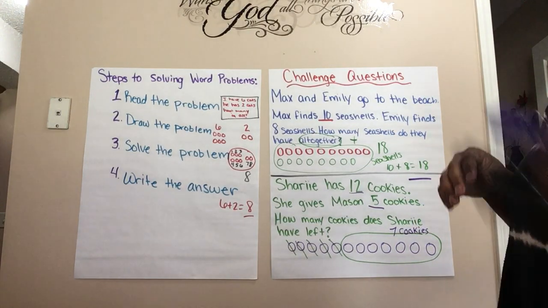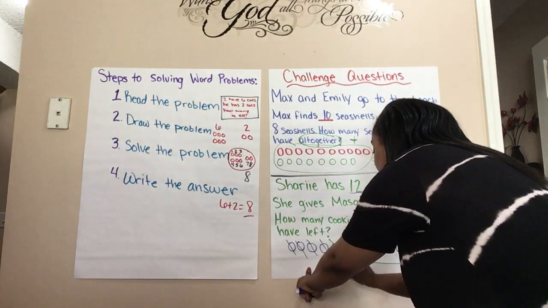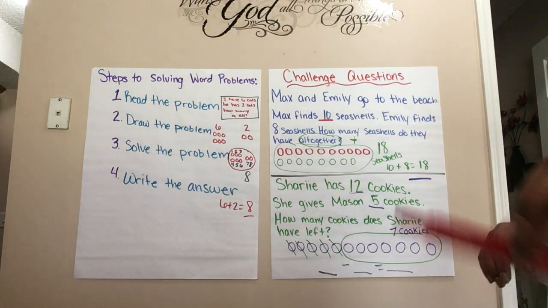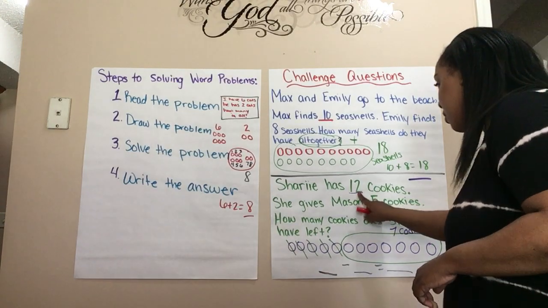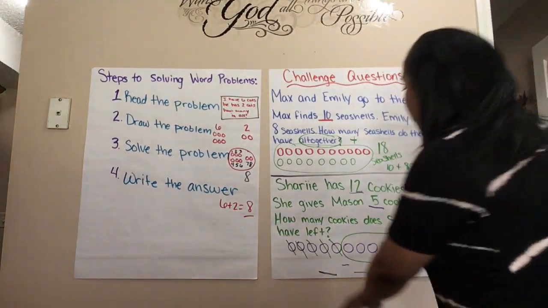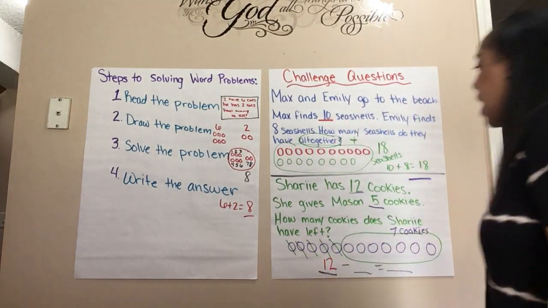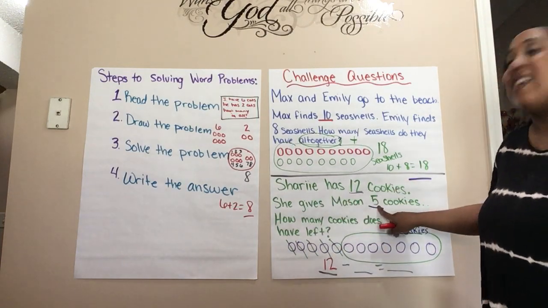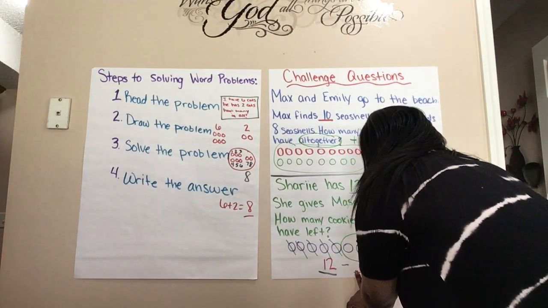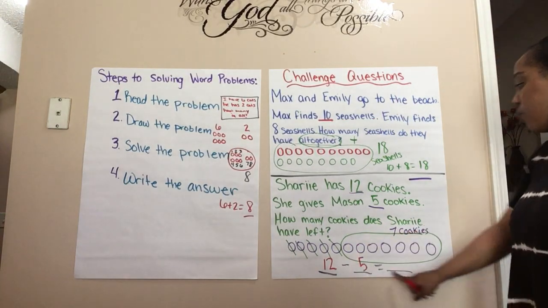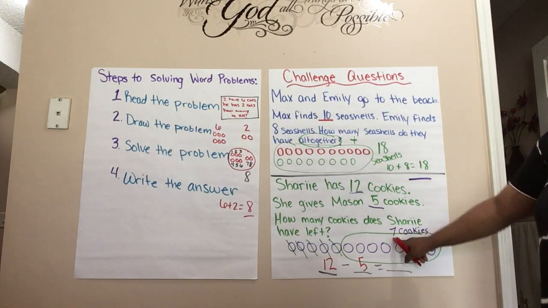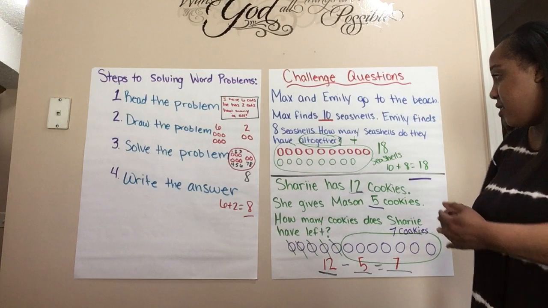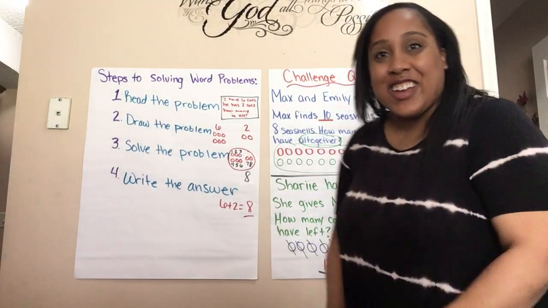Now, let's make our equation. Okay? What's the first number? The big number. 12. Ooh, another team number. 12. Okay, how many were taken away? How many cookies were taken away? 5. 12 take away 5 equals what? How many were we left with? 7. So 12 take away 5 equals 7. All right, very good, boys and girls.